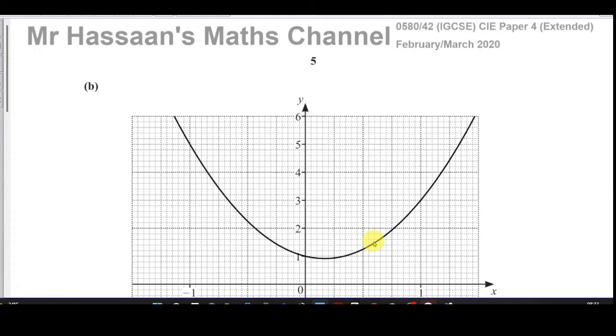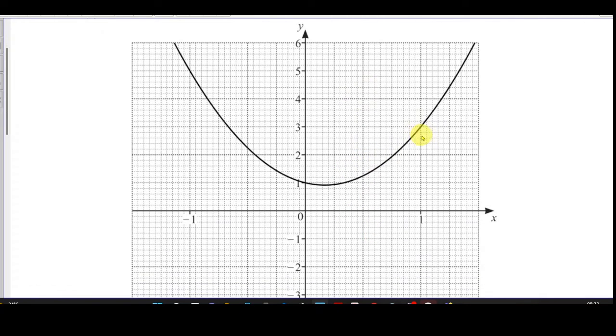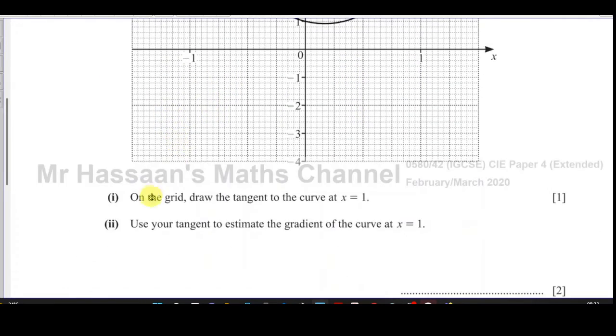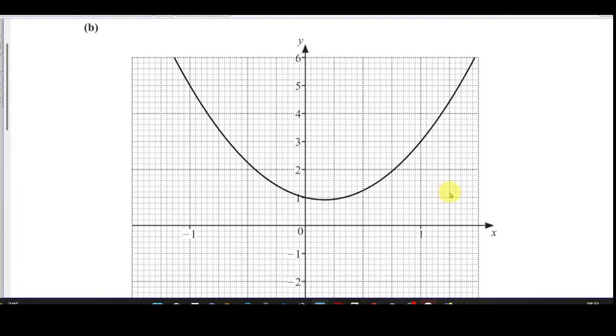Okay, now for part B. This part of the question here, we're given a graph, we're given the drawing of the graph. It looks like some sort of a quadratic, although we can't be sure. And we are told to, on the grid, draw the tangent to the curve at x equals 1.